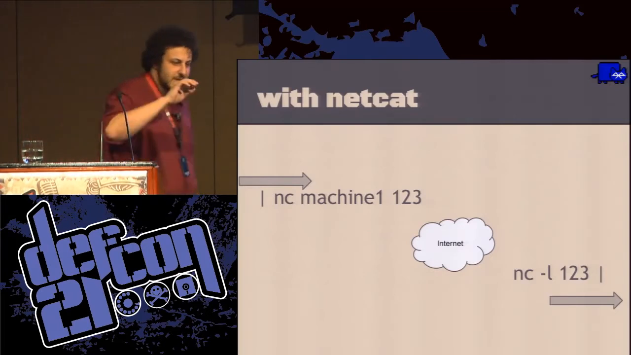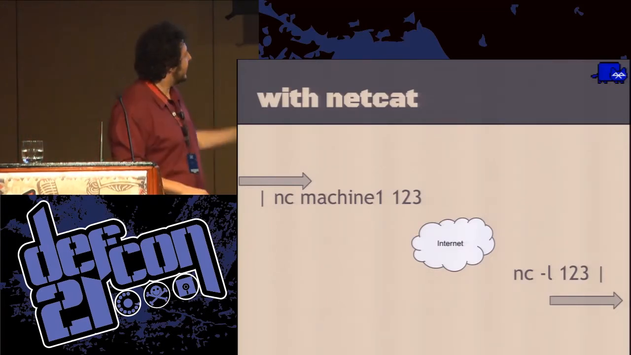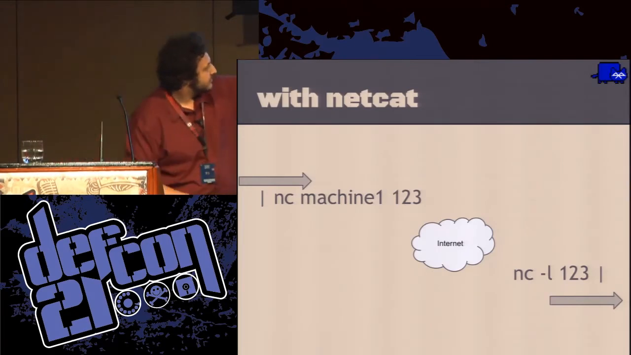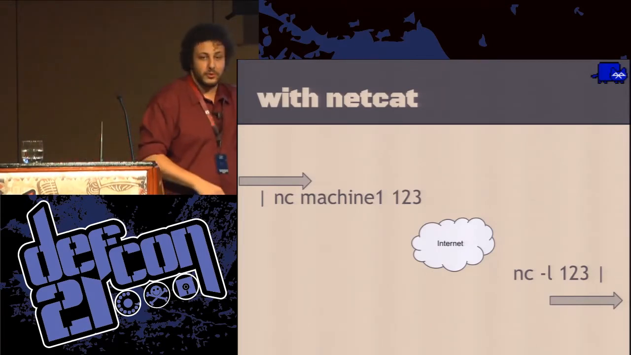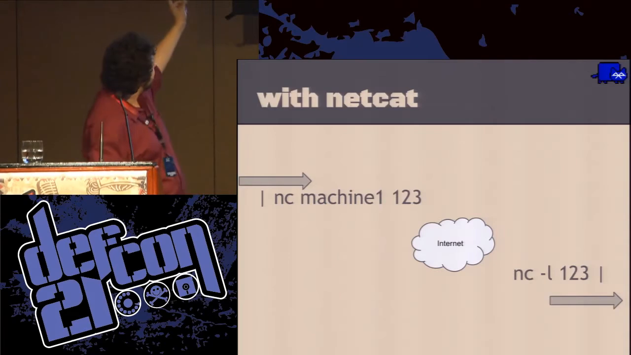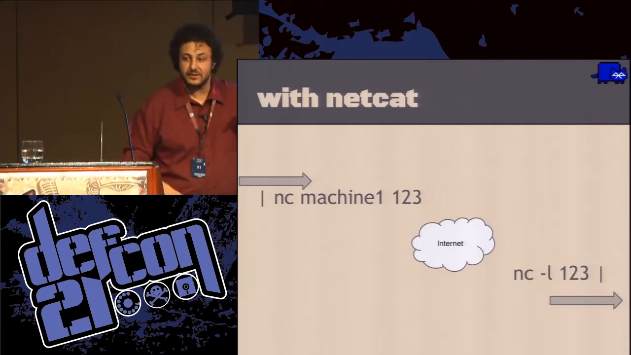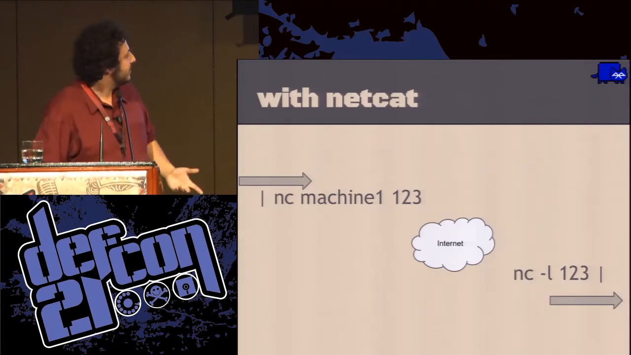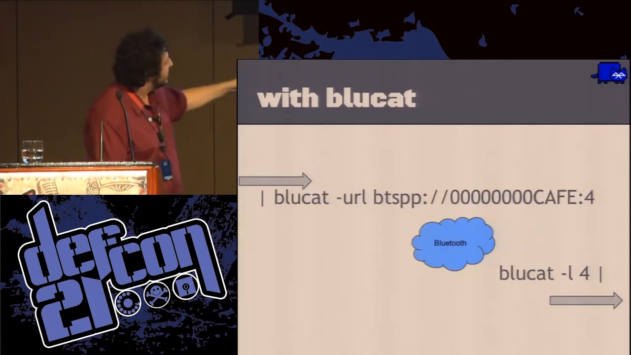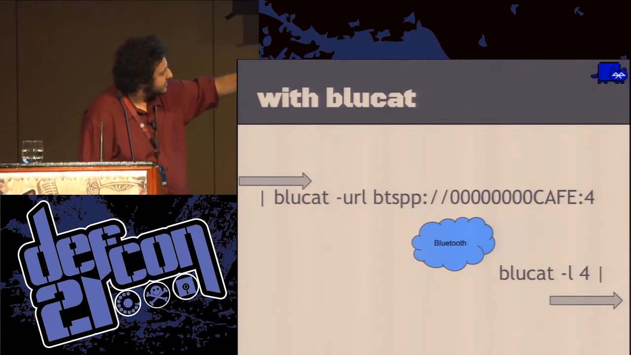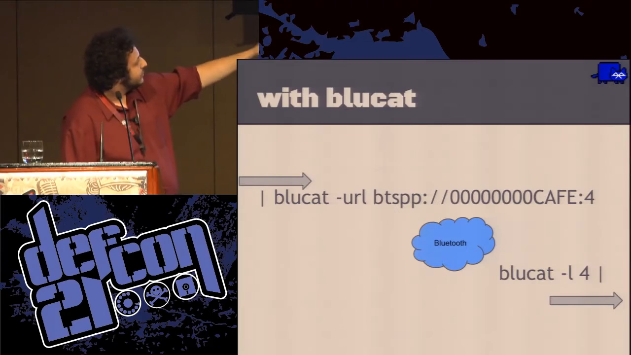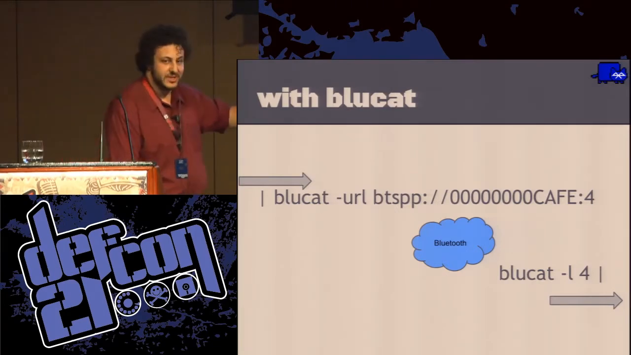All right, so a simple inline replacement for a Netcat example, right? We have Netcat, some machine name and a port, and that's going to connect to some server listening with Netcat on port 123. And then you can have a pipe going this way, and it comes out that side. That's the main demo of Netcat. So we can do the same thing with Blucat. We listen on RFCOMM channel 4, and then we connect to this MAC address on RFCOMM channel 4, and it establishes that same connection, right?